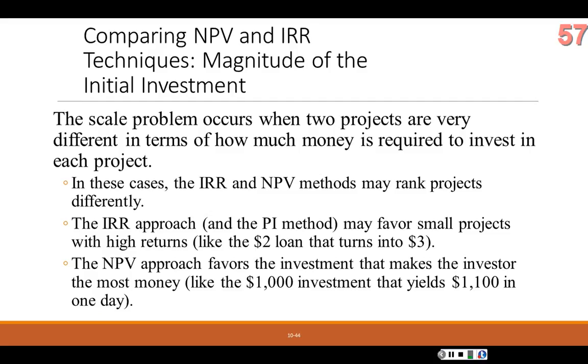A scale problem occurs when two projects are very different in terms of how much money is required to invest in the project. In these cases, internal rate of return and net present value are again going to rank projects differently. Internal rate of return will favor small projects, and net present value will prefer the investments that make the most money.